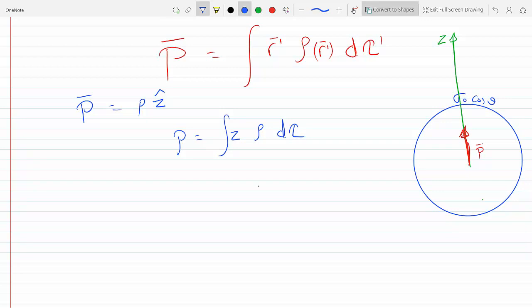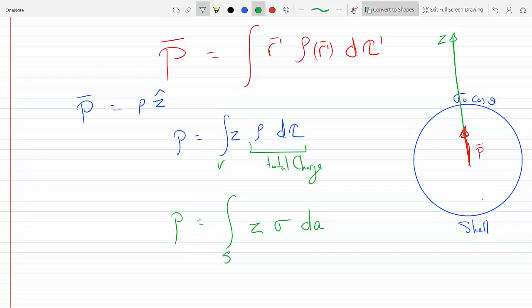But this is a shell. So you know how to change this from a volume integral to a surface integral? Well, look, this is nothing but the total charge. If you need to switch this to a surface integral, you could just switch this to an area integral over S. And what's the total charge for a surface? It's just sigma dA.